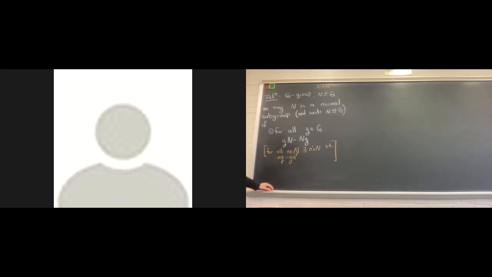And then the other definition, which is standard, is like this. For all g in G, g N g inverse is equal to N. And I'm going to go ahead and quickly point something out here, and that is that all you really have to show for this case is that g N g inverse is contained in N. That's really all you need.